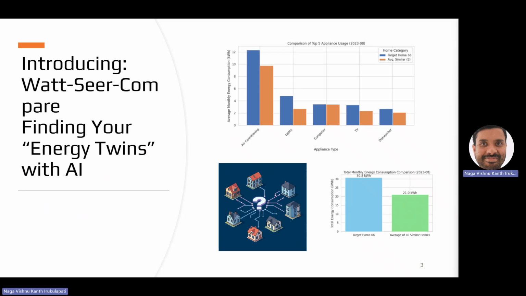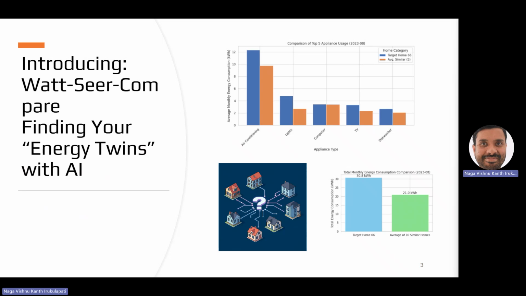Introducing Watt-Seer-Compare, a personalized energy benchmarking tool powered by GenAI that helps find your energy twins. What we mean by finding your energy twin is that it compares your home to similar homes based on smart meter data, usage patterns, weather, appliance types, and household size. Then it translates this data into natural, human-friendly explanations. This is what we will walk you through in the coming slides.